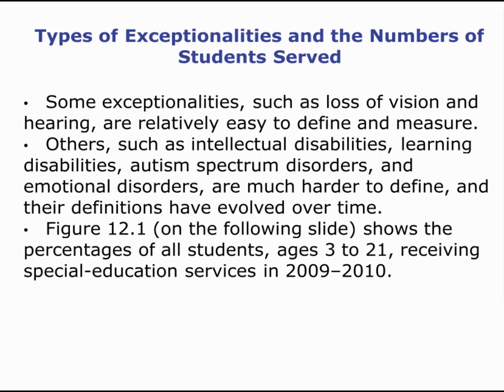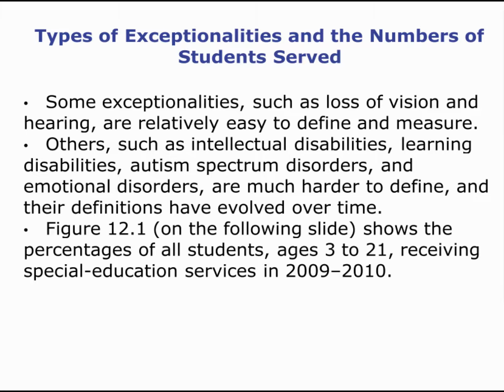So some exceptionalities, such as loss of vision and hearing, are relatively easy to define and measure. If a person can't hear, it's pretty obvious. Well, not necessarily pretty obvious, because you could have varying degrees of deafness. But you can have some tests and you're going to be able to figure that out. If a person's missing a limb, you know they're missing a limb.